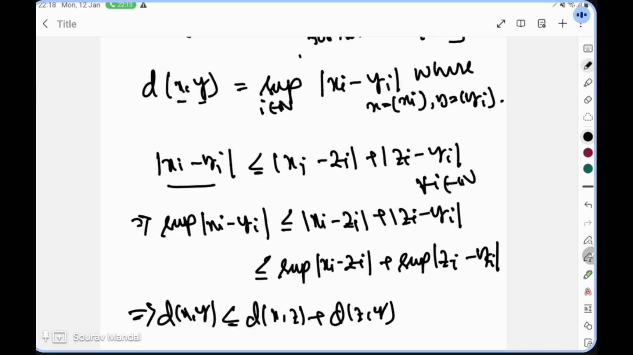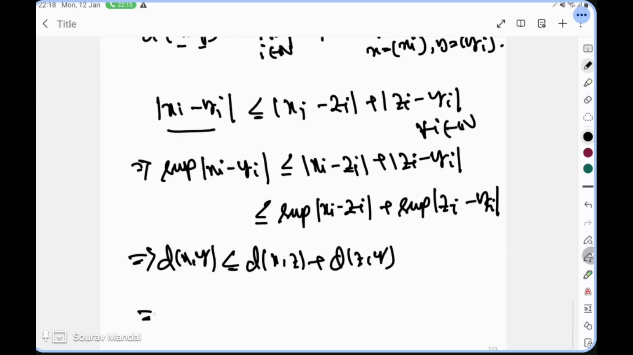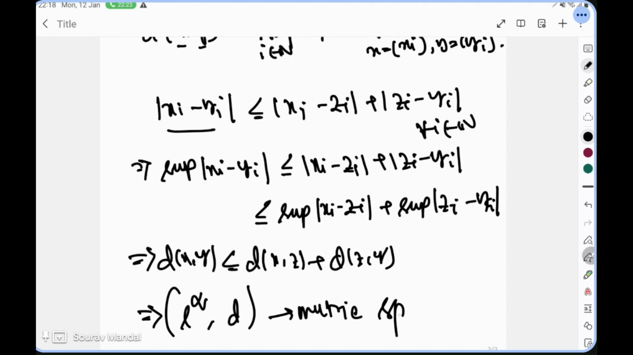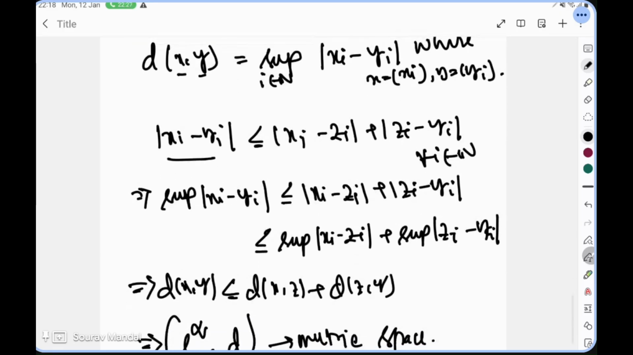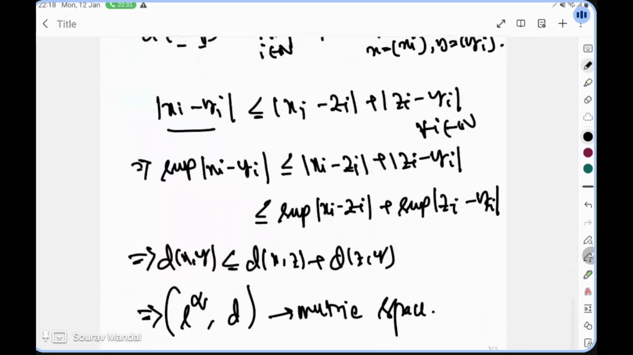So L infinity with this metric d forms a metric space. Is this clear? Yes, sir. Okay. Now this is your example three.